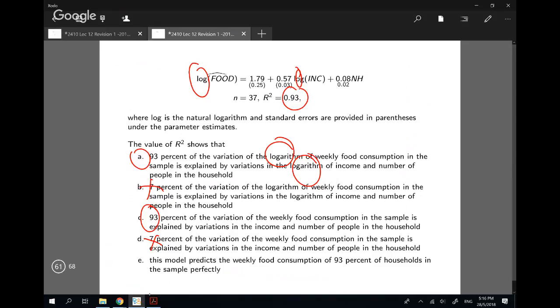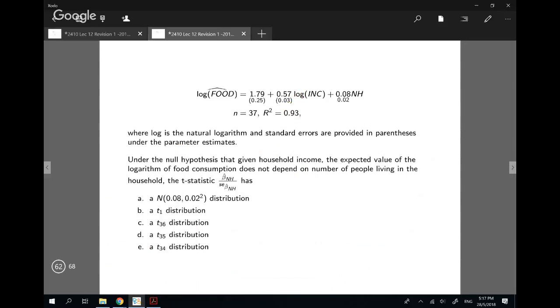93 is correct. But this one has no log, so it's wrong. Then E: this model predicts the weekly food consumption of 90% of households in the sample perfectly. That's not what R squared is, but there is a measure for that. If you do forecasting, there's something called percentage correctly predicted. We didn't do that, but if you do forecasting data 3420, then you have something like that. So that would be the interpretation: 90% of the households in the sample, you perfectly predict. But that's not what R squared is. That's something else. Just FYI.